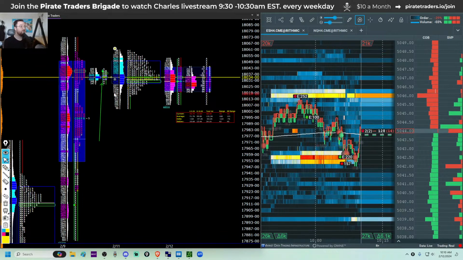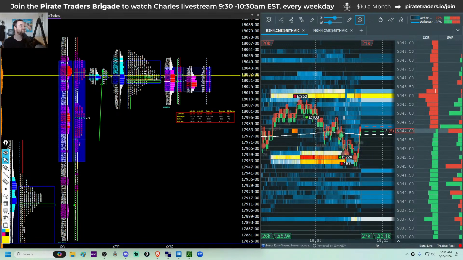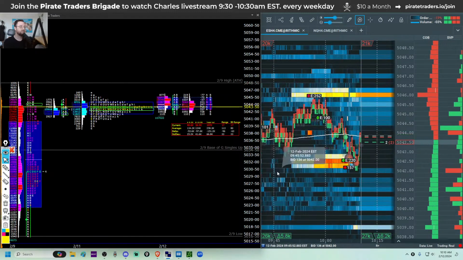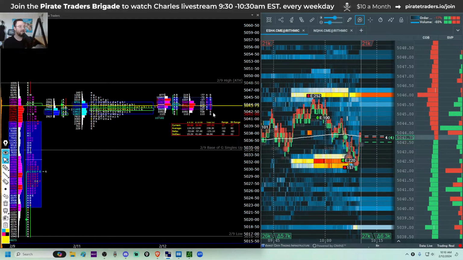It's a chop zone. I mean, textbook, beautiful excess, repaired the weak low, and now they're turning right back around for the poor high.